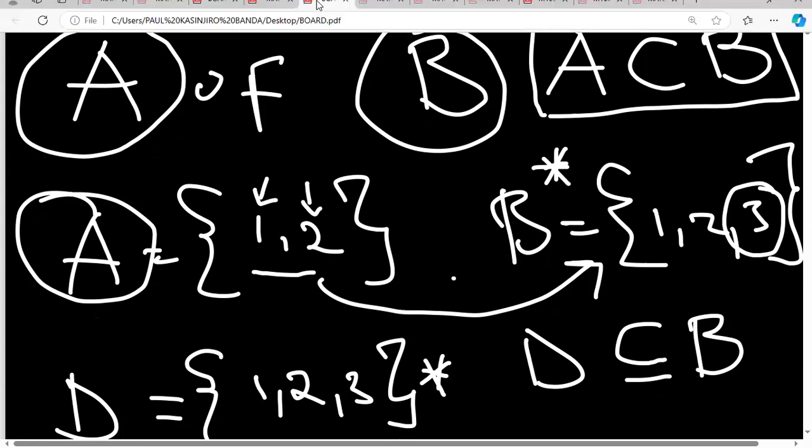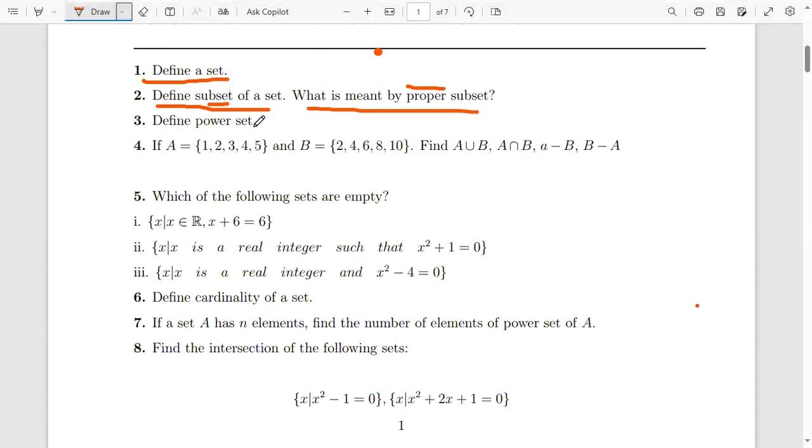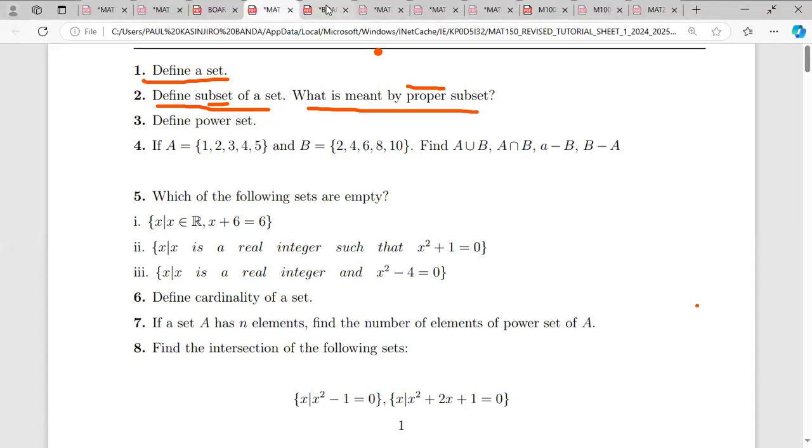Okay, and then let's look at the other questions. They're saying define a power set. Okay, define a power set. So a power set is just a set A, that is a set of all the subsets of A, including the empty set and the set itself. Okay, so let me give an example.